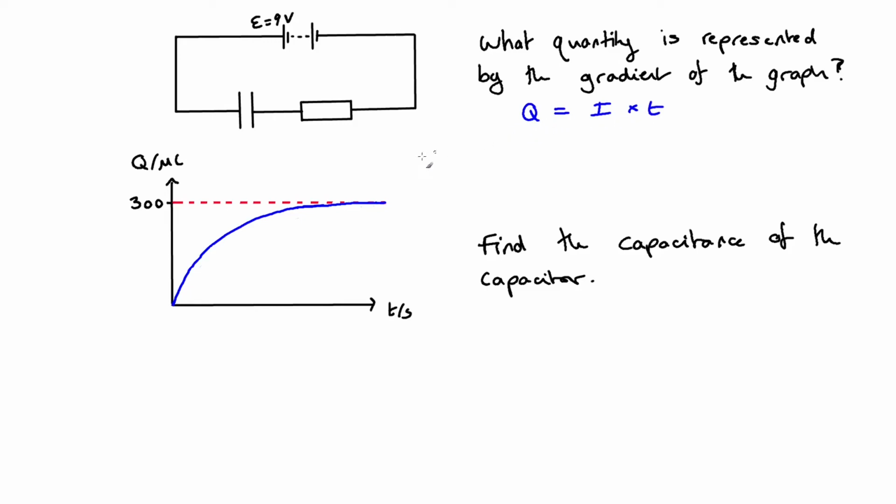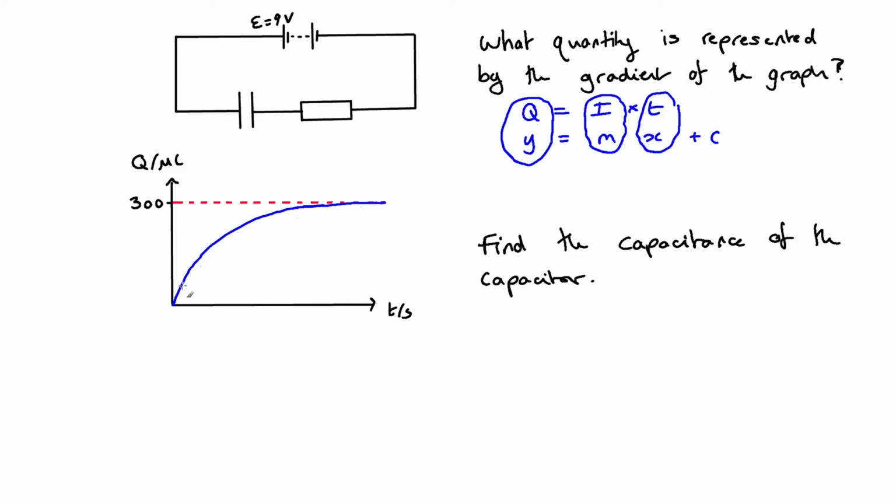Now, if we look at the relationship between charge and time, we can compare that to y equals mx plus c. If we plot charge on the vertical axis of a graph and time on the horizontal axis, well, the thing that multiplies the x variable, the gradient, will actually be the current in the circuit.